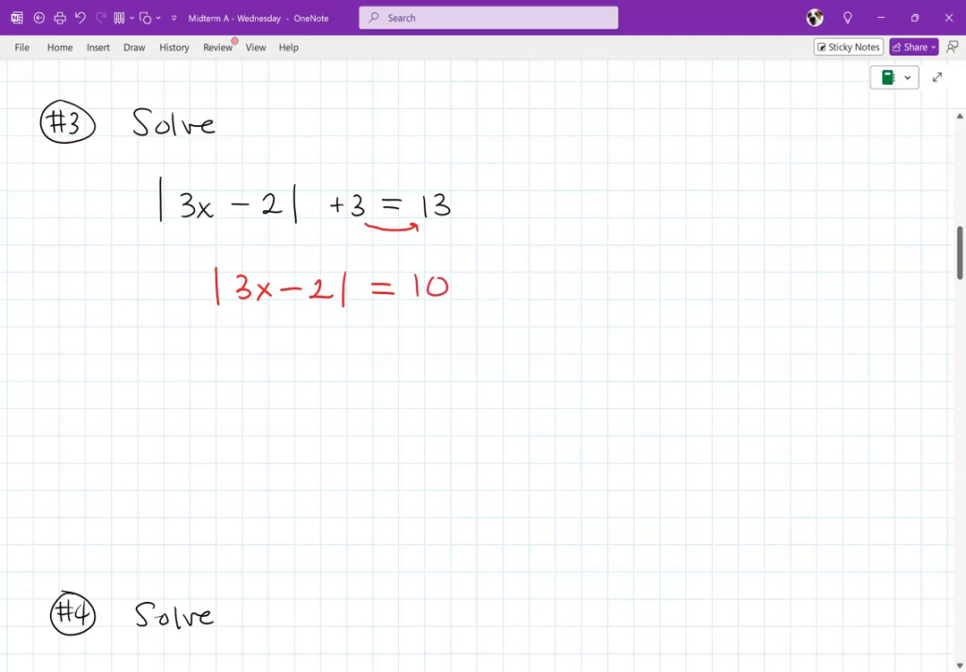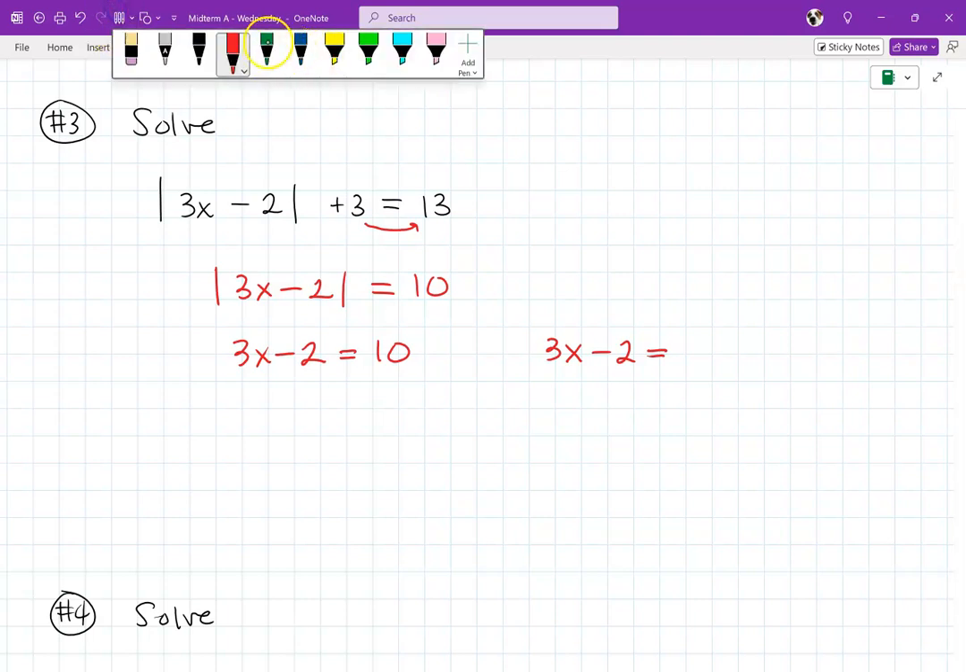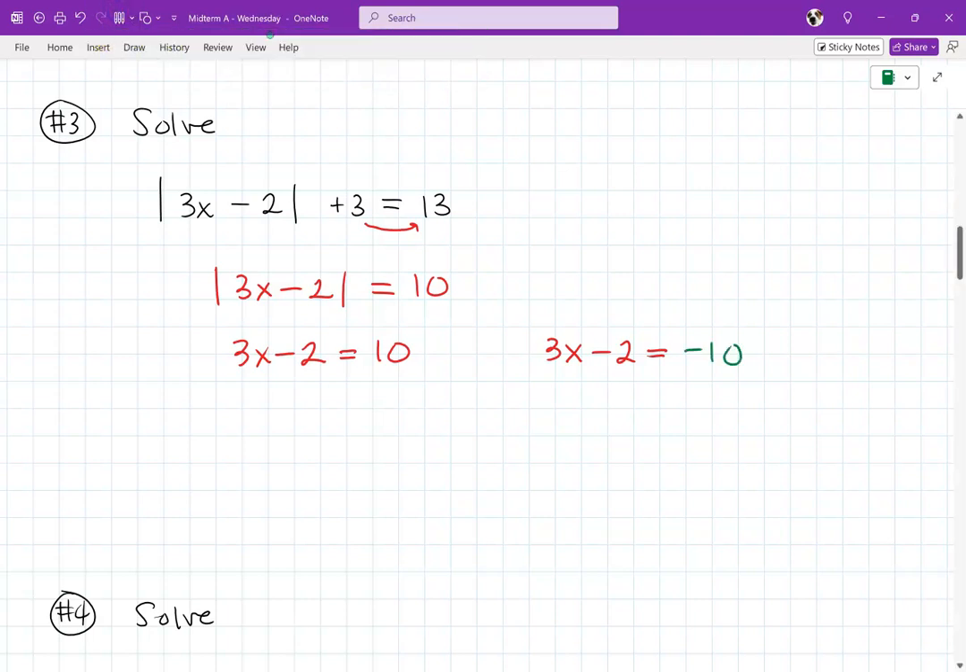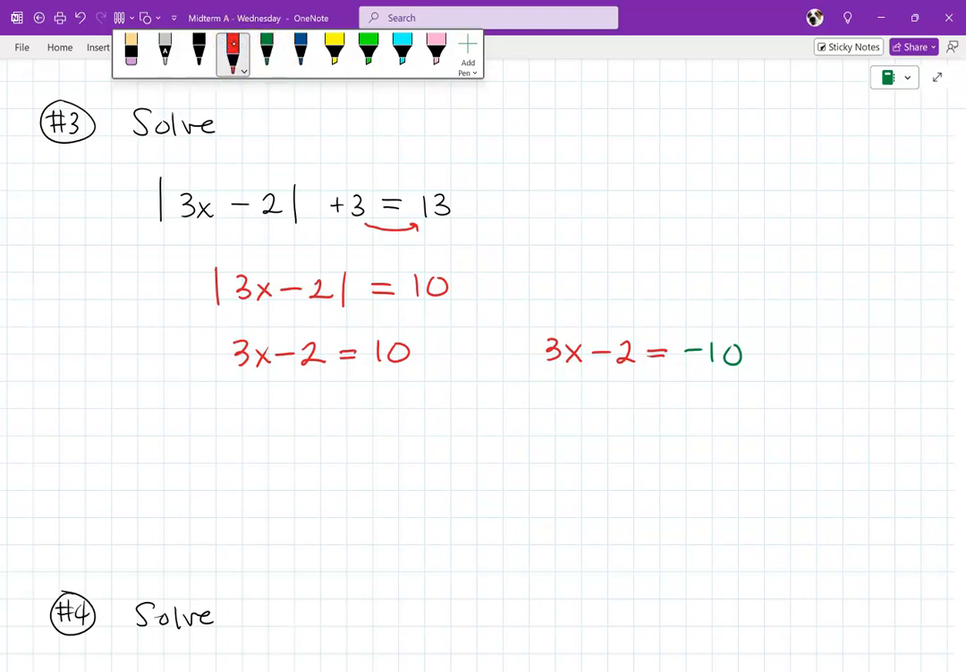Okay? So that's the first thing. 3x minus 2, that has to equal 10. Now, after that, I notice my absolute value is all by itself, so I have to break it up into 2 problems, okay? So the first problem will be 3x minus 2 equals 10. The other problem will be 3x minus 2 equal to, and I'm going to change the color here on purpose, negative 10, okay? So that's the difference. When you're doing the absolute values, the second part is going to have to change, okay?